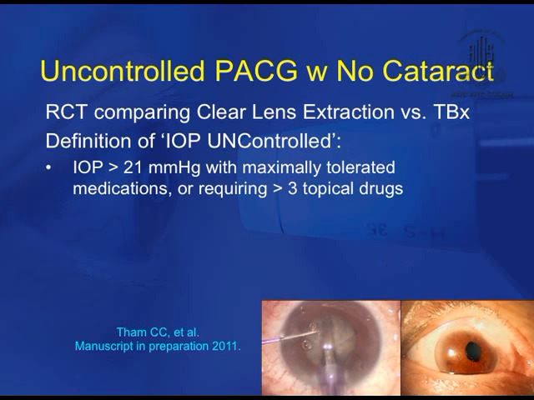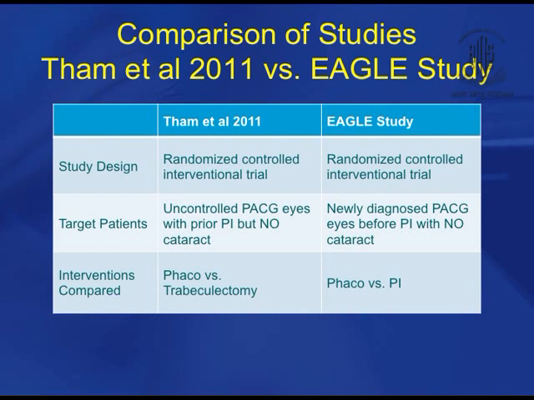We proceeded to a randomized controlled trial comparing clear lens extraction versus trabeculectomy in this particular group of patients, and we defined uncontrolled IOP as having an IOP of greater than 21 millimeters mercury with maximally tolerated medications or requiring more than 3 topical drugs to maintain intraocular pressure of below 21.